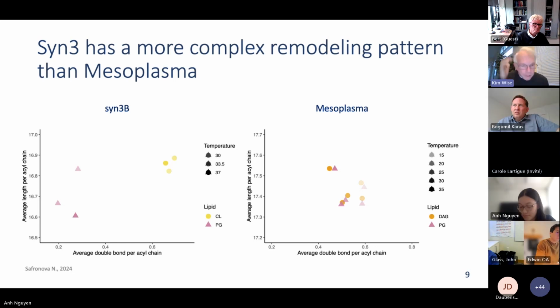Yeah, I have one. Kim Wise again. Since your remodeling in Syn3A is done through these synthesized membranes, how do you envision the regulatory system working on that? Are there other known organisms where they figured out what the feedback loop would be to actually regulate it, whether it's just transcriptional, or is there any idea of what that might be?